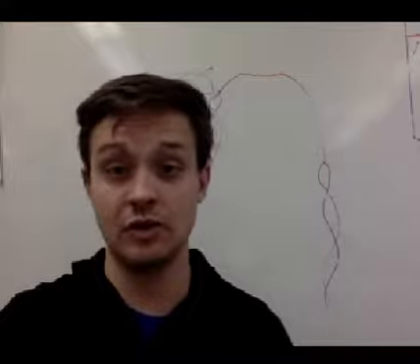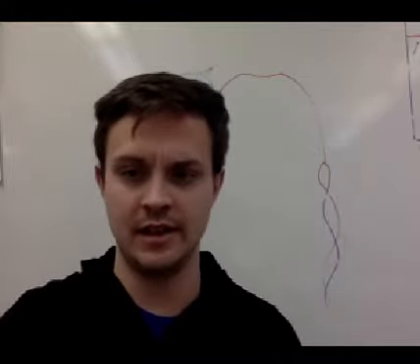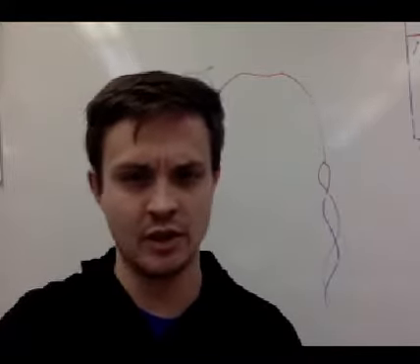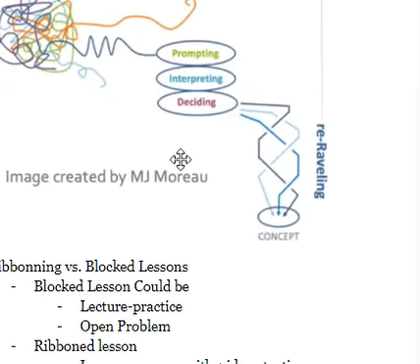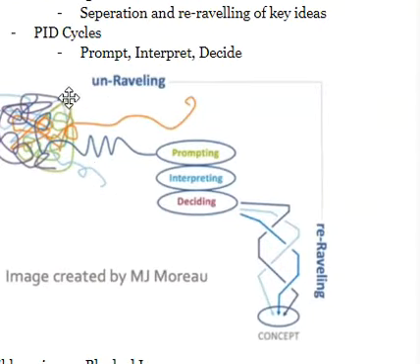But it's a good way of looking at it. Here's the actual image by M.J. Moreau. So this wasn't my idea at all, but that's the idea here. Unraveling, and then through prompting, interpreting, and deciding, you're teaching that strand, and then this re-raveling step here, I'm not actually sure what the suggestion is. My thinking is that it would most likely be some sort of student-centered piece.